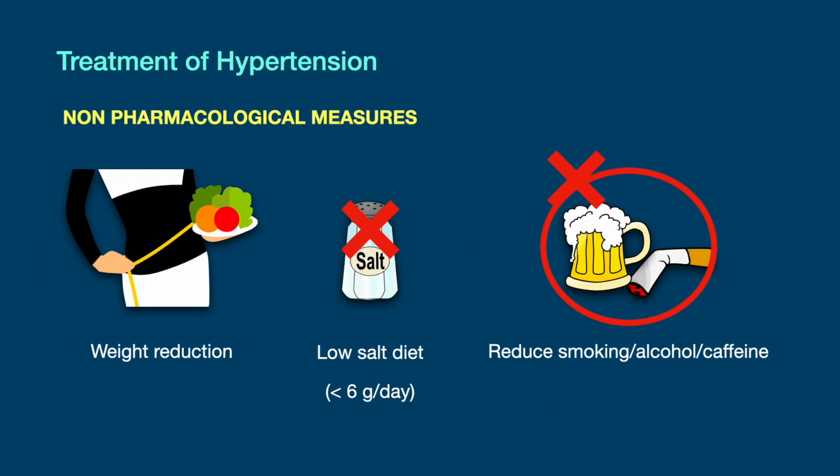When it comes to therapy of hypertension, let's begin with non-pharmacological measures. Unless in cases of hypertensive crisis or hypertensive emergency, we can always initiate the treatment with non-pharmacological measures, and these therapies include weight reduction until a BMI of approximately 25 kilograms per meter squared has been achieved. Diet low in sodium with no more than 5 to 6 grams sodium chloride per day, ideally 3 grams a day.